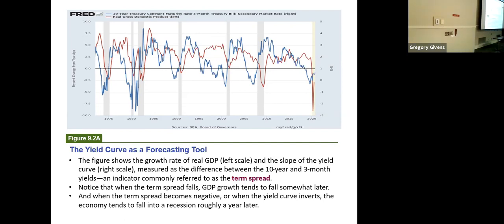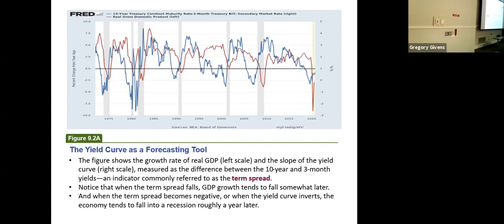So the term spread was negative in 1974, right? It was about negative 1 percentage point. That is, the 3-month rate was higher than the 10-year rate. So the yield curve was inverted. The yield curve inverted again in 1980 by a pretty significant amount, by over 2 percentage points. The yield curve inverted again in 1982, 83, again by a significant amount. The yield curve inverted again in 2001, 2000. It inverted again in 2007. It inverted again just very recently.